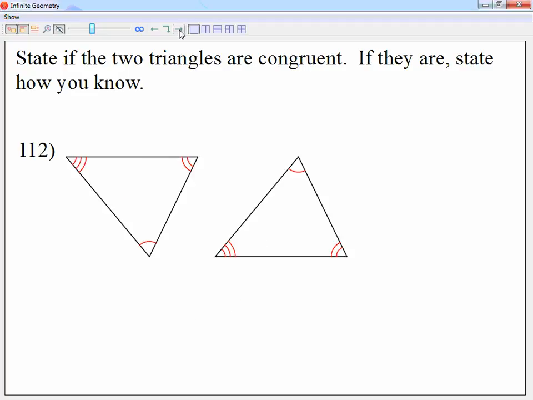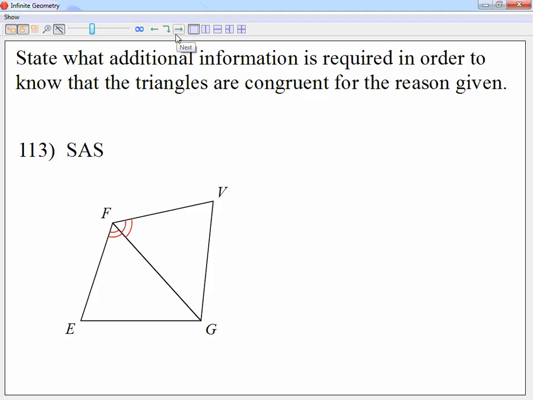Right. Any questions up until 112? Now, in 113, state what additional information is required in order to know that triangles are congruent for the reason given. I want this to be side angle side. What this means is that from the 3 markings, I'm going to give you guys 2. I'm asking which one am I missing, which one is the third one.